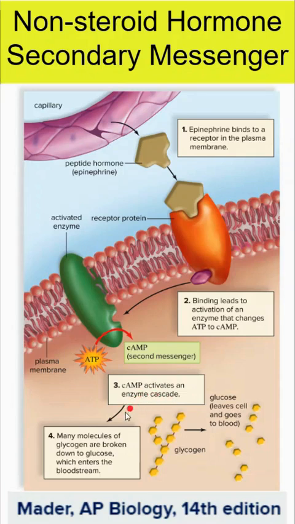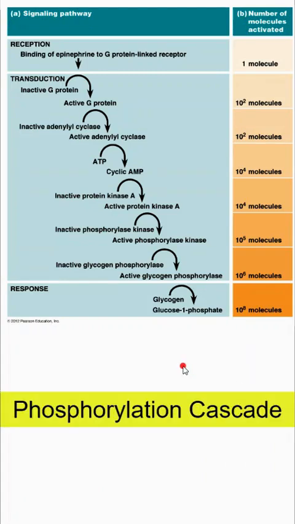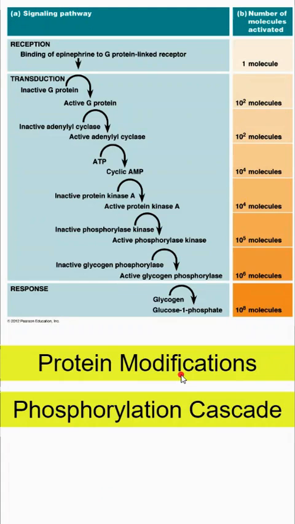A lot of things are happening, and eventually we get this response where glycogen is broken down, which allows glucose to leave the cell and go to the blood. Again, this originates with epinephrine as the hormone, and the response is glucose leaving the cell. We often see this, and originally we have protein modifications. I want you guys to notice that.